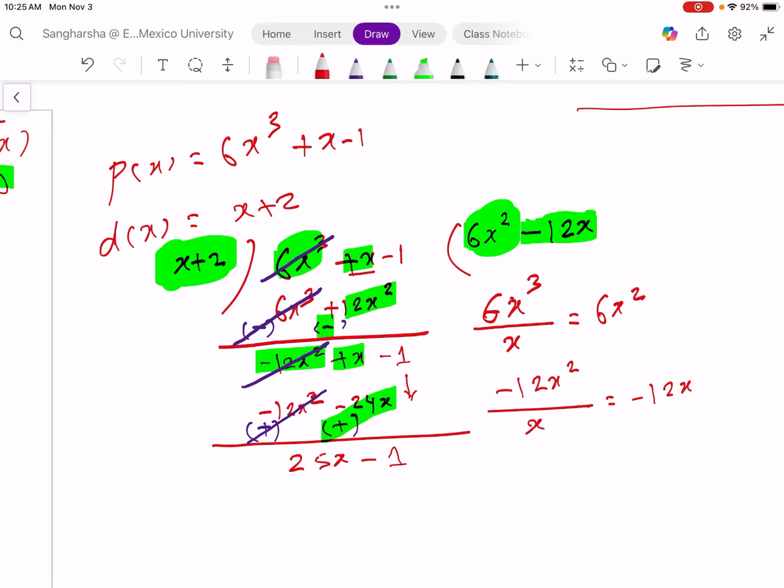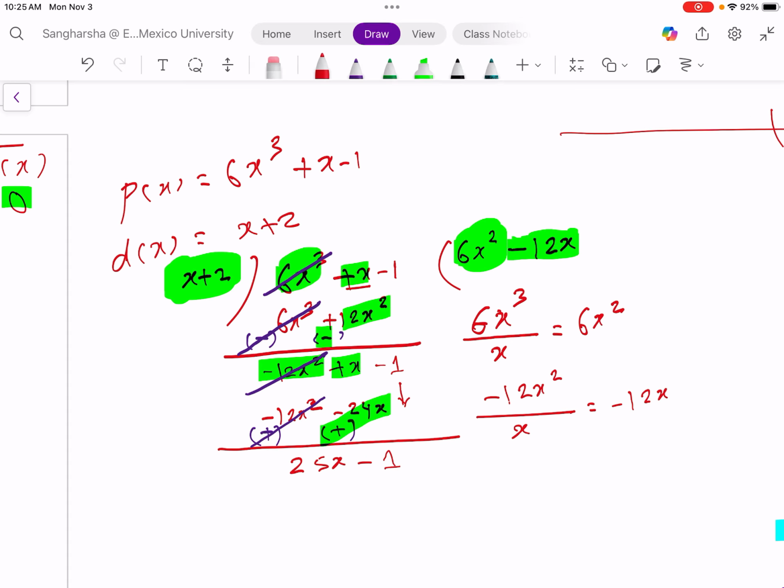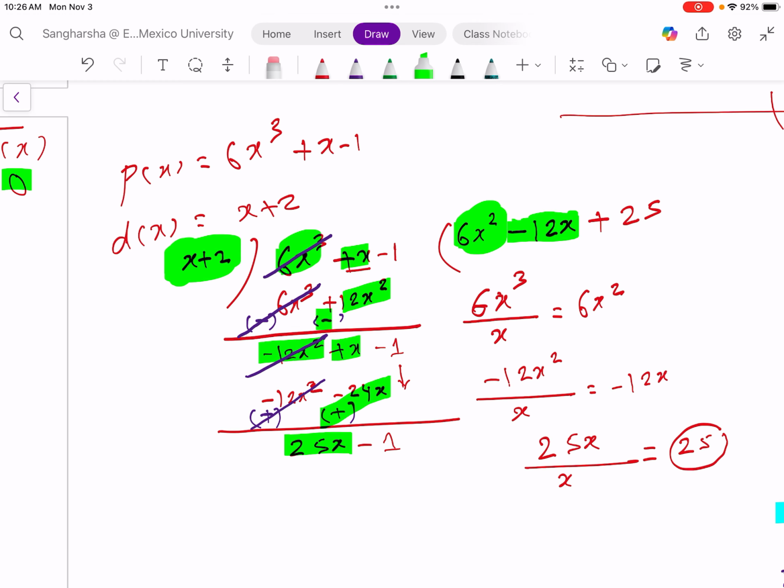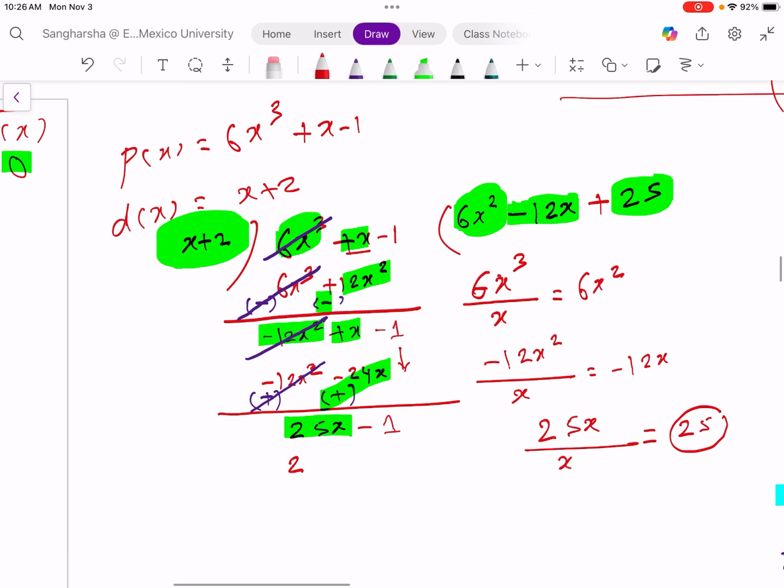Now we repeat the same here. You take the first term, you take 25x and divide by this first term, x. 25x divided by x is 25. And this is your next term of the quotient which we write down here. Now the next, you multiply 25 and every term of the divisor. So 25 times x, that is 25x. 25 times positive 2, that is 50.